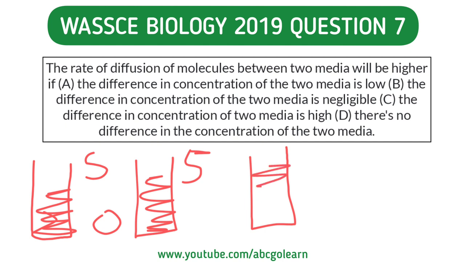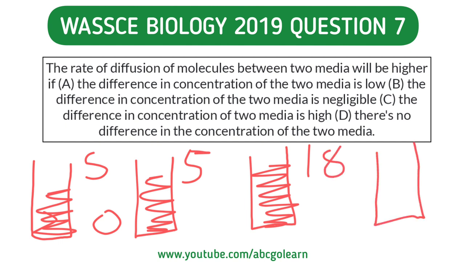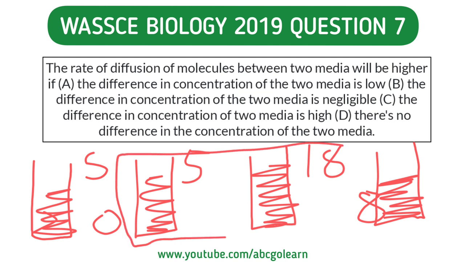Let me say this one has 18 molecules, and another one, let me just call this 8. It's not drawn to scale, but just to explain, if you have two media here, the one of 5 molecules and the one of 18 molecules, and you want the diffusion to occur, it will be faster than the one of 8. If you want the difference between 5 and 8, the difference is 3, while the difference between 5 and 18 is 13. The one with the higher difference would have a faster rate of diffusion than the rate of diffusion of these 5 compared with 8. Do you understand?